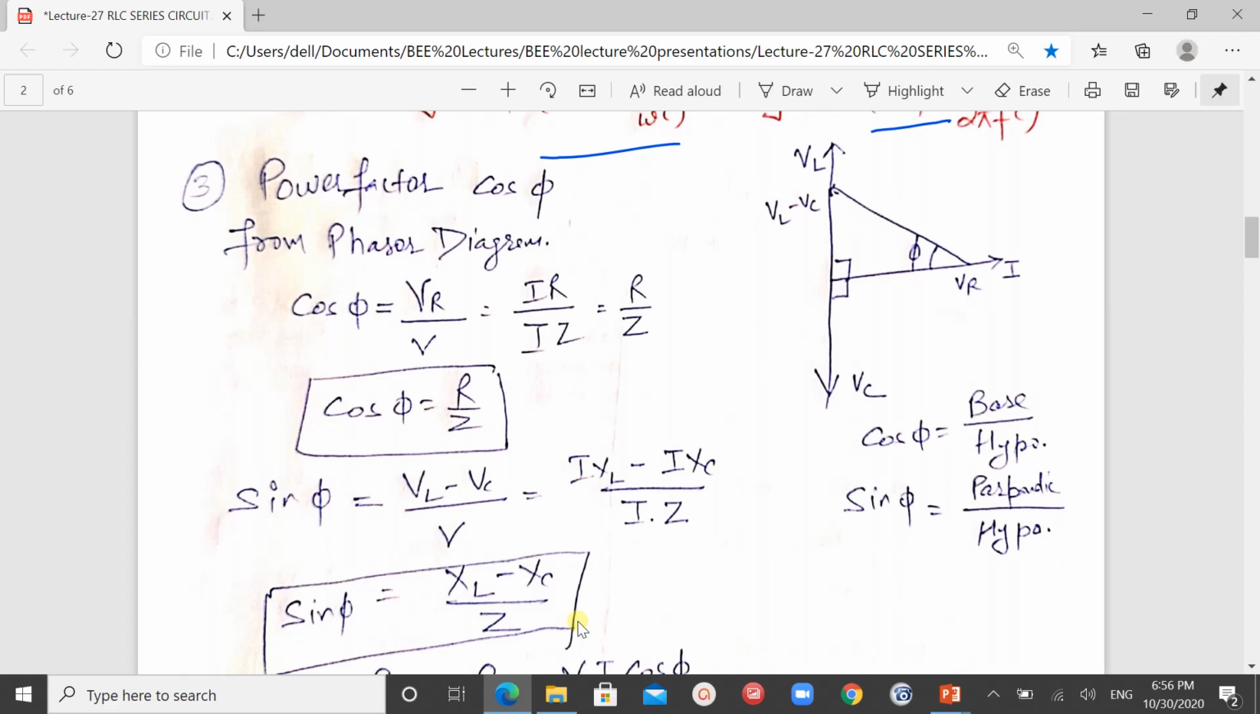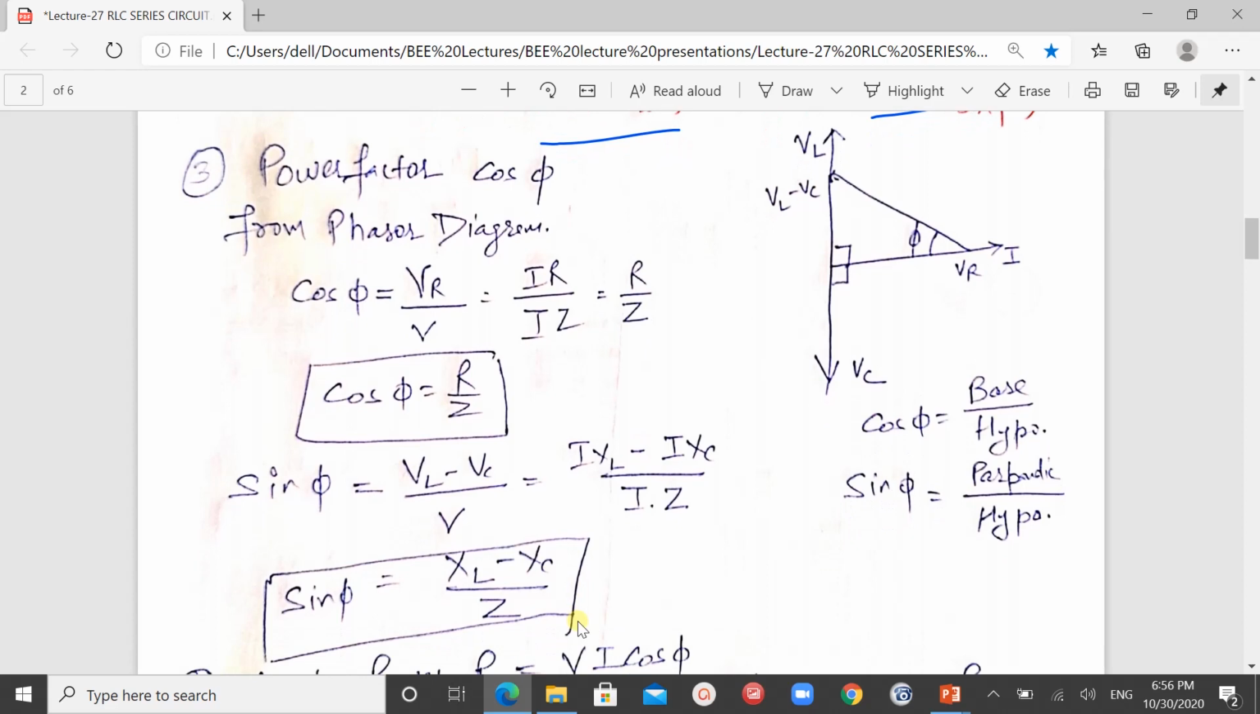Power factor is cos phi. Here I draw the phasor diagram again, and we know cos phi is this angle, and this is base upon hypotenuse, and base is VR. This VR is the base, and this is the hypotenuse. So cos phi is base upon hypotenuse. VR upon V is equals to IR upon IZ. I cut down, and we will be left with R upon Z. So cos phi is equals to R upon Z.